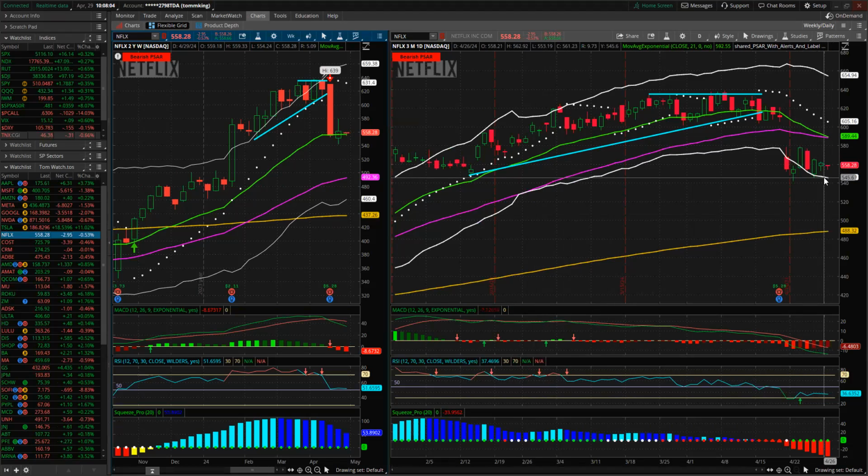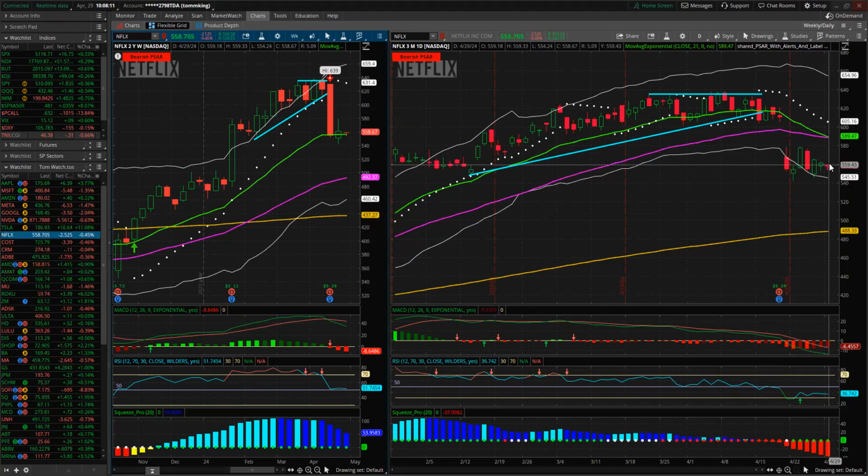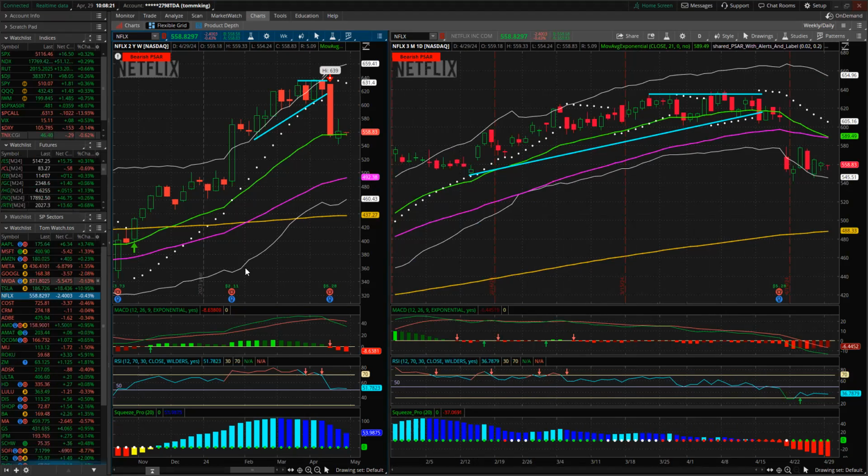I think Netflix is setting up for a good put credit spread, but I want to see something that gives me a little bit more bullish of a move, and I'm not seeing that right now. So I want to keep these up. With the market pretty much flat today, Netflix not doing anything, but I think Netflix is setting itself up.